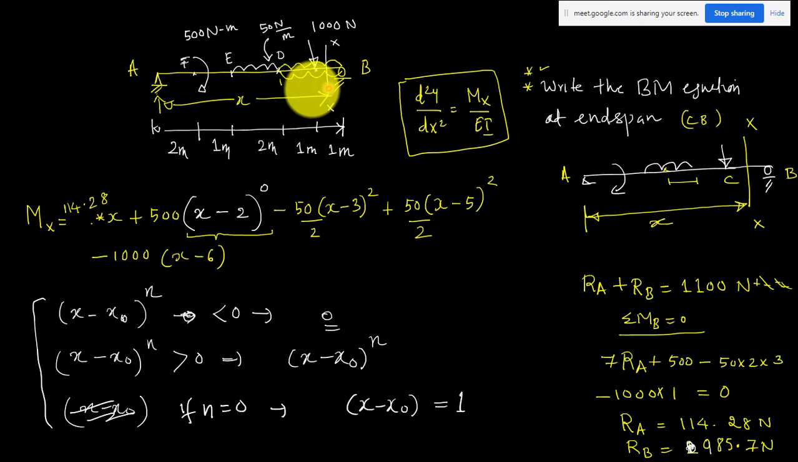And similarly if you take section DC, this section, x is going to vary from 5 to 6 meter, the maximum is 6 meter. In that case this term will also come, because 6 minus 3 is positive, that term you have to consider, and 6 minus 5 is positive, so we have to consider that term, and this term will become 0. So this term will come only in the end span.